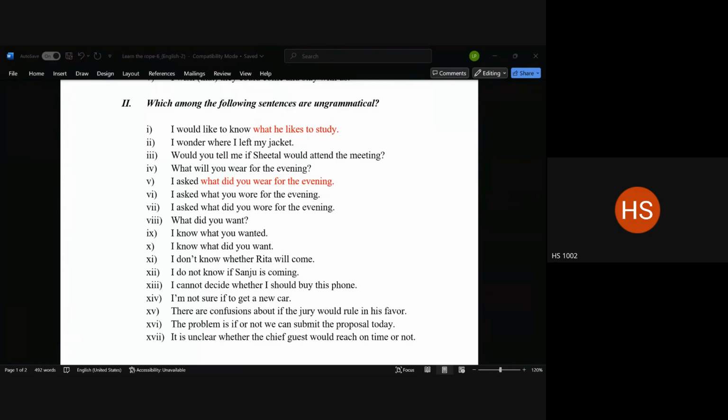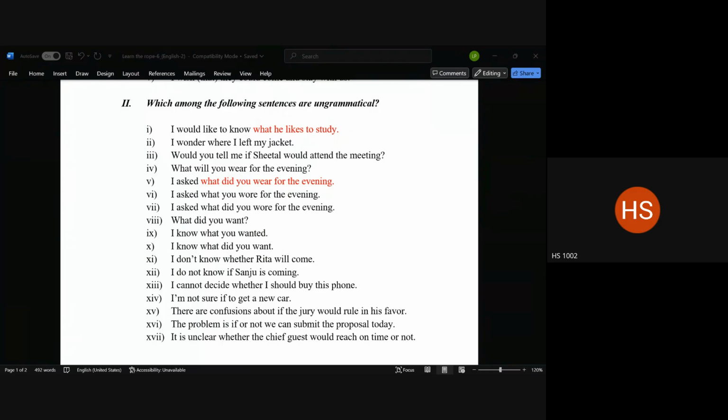Now, sentence number 8: "What did you want?" Is this a simple sentence or a complex sentence? Tell me first if it is simple or complex. Ma'am, simple sentence. It is only a simple interrogative sentence. Now we'll look at whether it is right or wrong. Ma'am, it is right. What did you want? This is right.